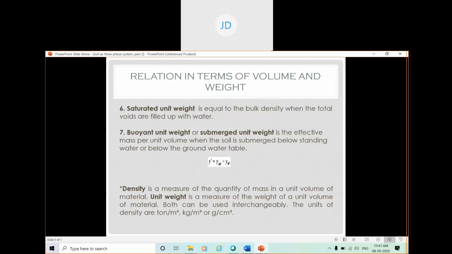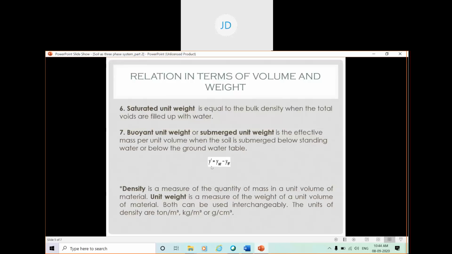Since water is a temporary part of the soil mass, it may come out of the system, whereas the soil solid particles are permanent and will remain in that place. So buoyant unit weight, or submerged unit weight, is the effective mass per unit volume when the soil is submerged below standing water or below the groundwater table. It's just a statement.